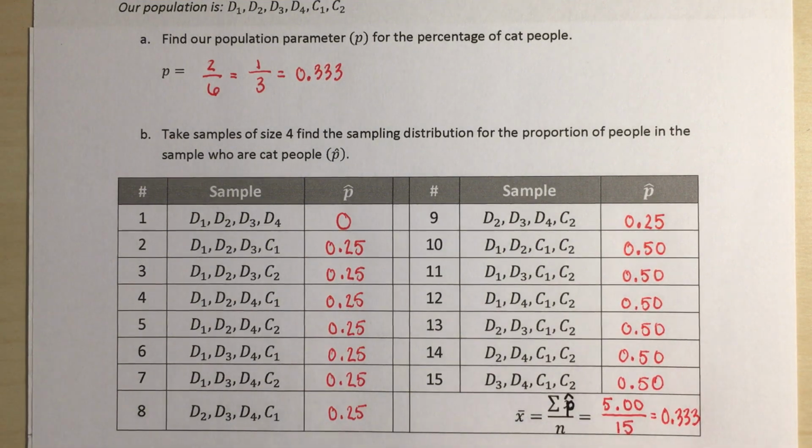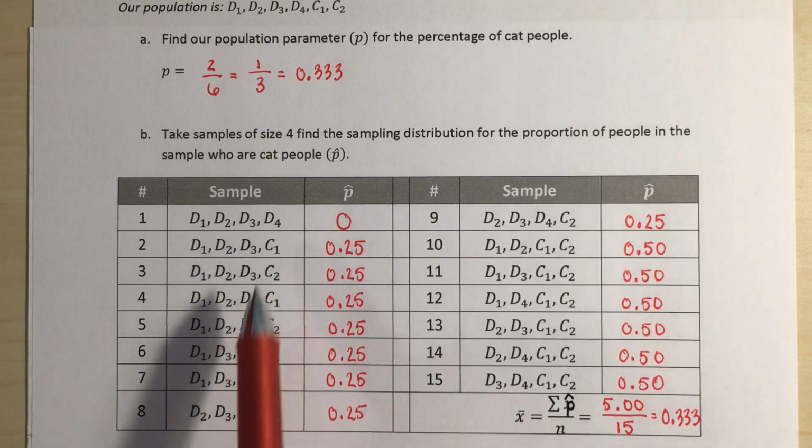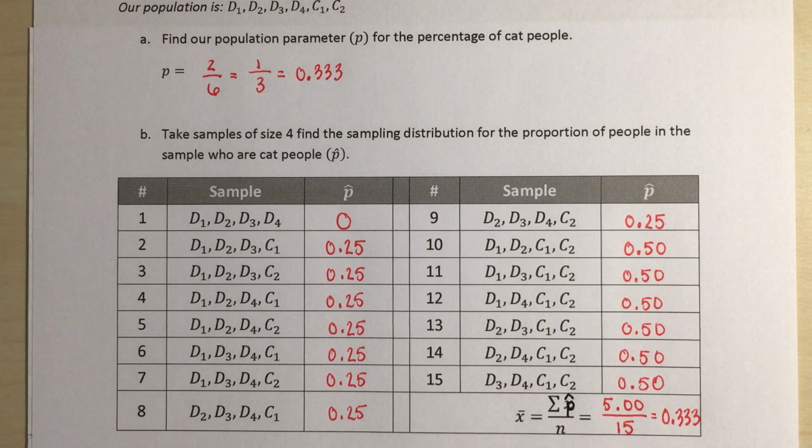If we take 5 and divide it by 15, it reduces to 1/3, we get 0.333. So we had all of our samples listed. We found our p hat for each of these, so for each individual sample, how many of those people were cat people. Then we took all of those percentages, added them up, and divided by our total number of samples. We're going to use this information to fill in our little table at the top of the next page, and then we're going to do a little graph. Both of these relate to what we saw in chapter 6, where we were thinking about discrete probability distributions.